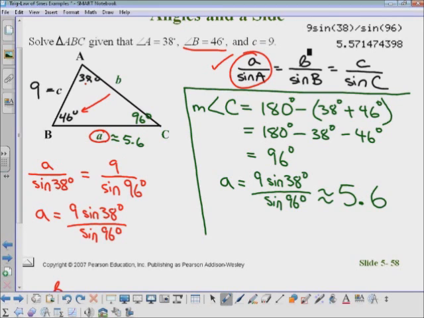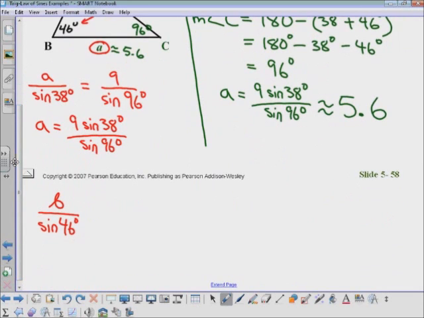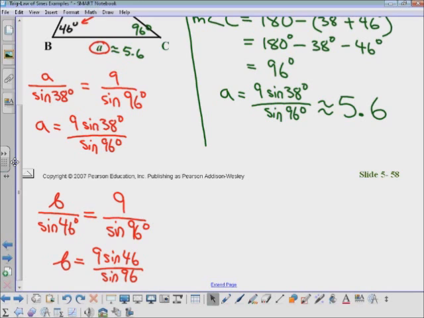Okay, so when I use the law of sines in this case, my second ratio is always the same as the first, because the only way I could have made a mistake finding those two values is copying down the problem incorrectly, which if you do that, you have more problems than you realize. Same step as before. B equals 9 times sine 46 divided by sine of 96. Okay, and again, both of those are in degrees.